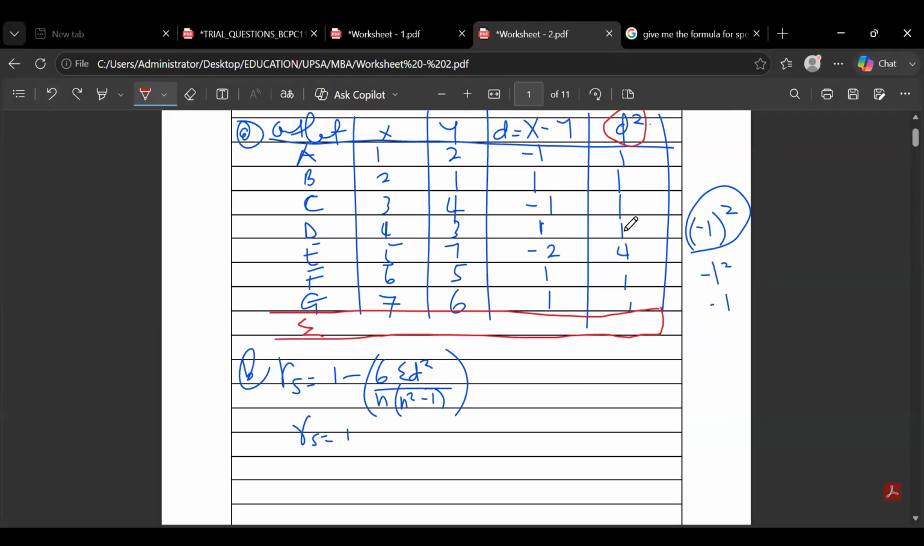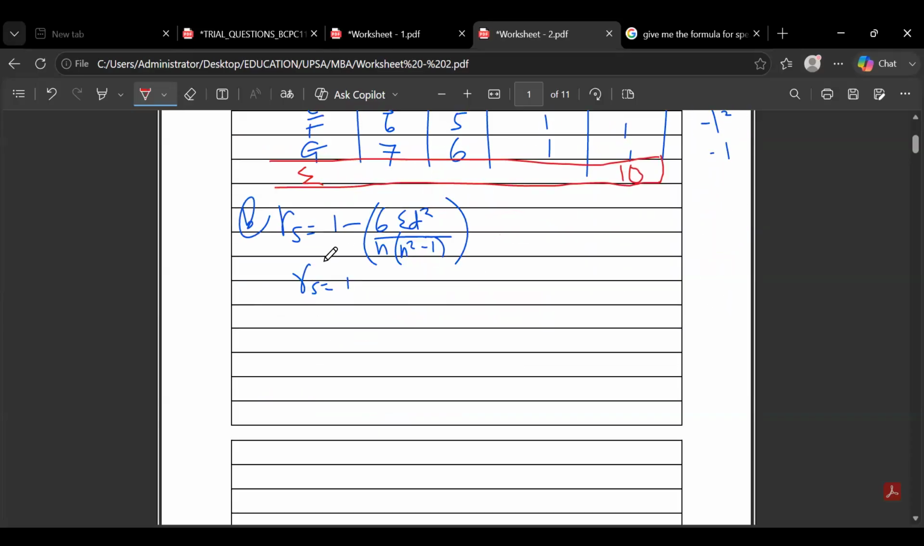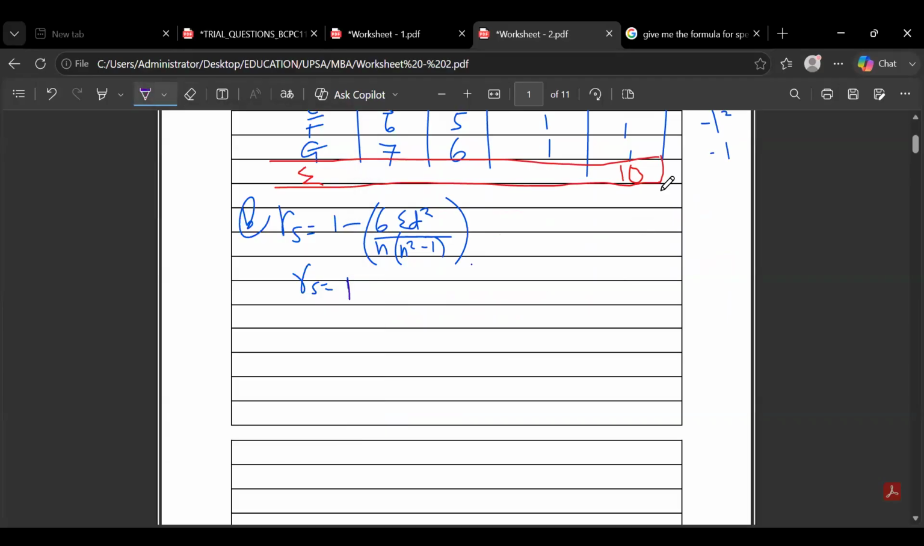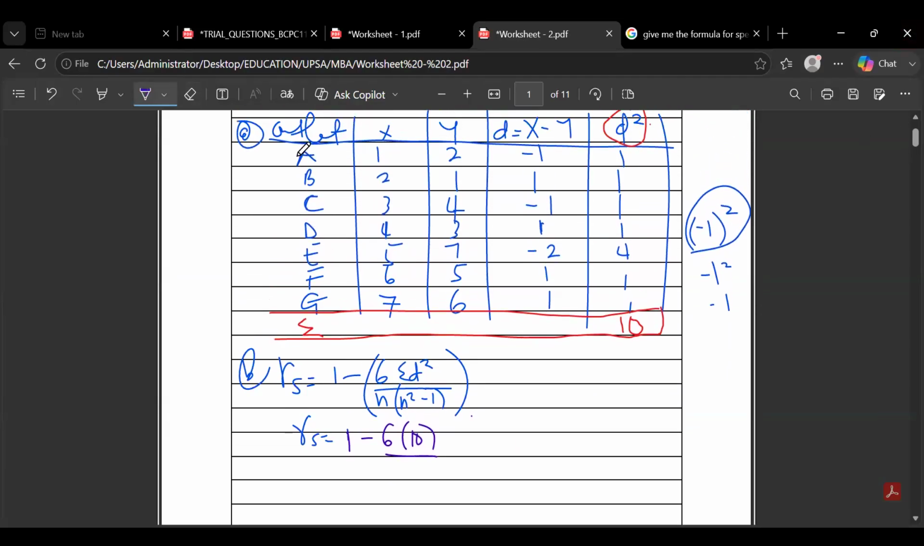Okay, so let's add them. 1 plus 1 plus 1 plus 1, that is 4. 8 plus 2, 10. So it's 10 here. So RS here is 1 minus 6, sigma D squared is 10, all over N, the number of observations. How many alphabets? A to G, how many? 1, 2, 3, 4, 5, 6, 7.